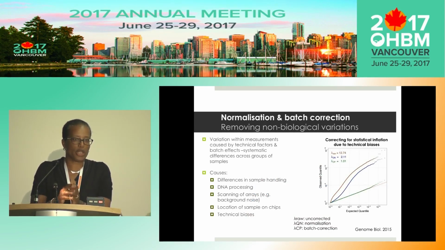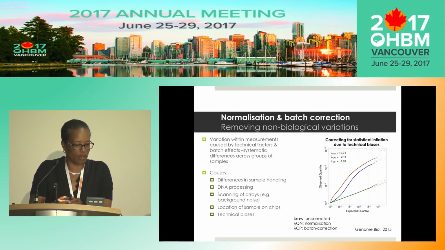And then there are QC steps that are necessary, like in GWAS studies, when doing EWAS studies. One thing is normalizations and batch corrections for removing biological variations.